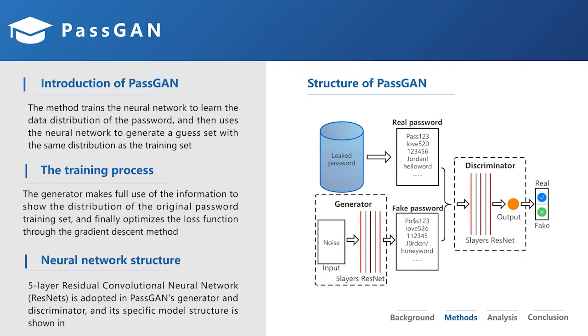After several iterations, the discrimination ability of the discriminator is gradually improved, and the output of the generator is closer to the distribution of the original password set. 5-layer residual blocks are adopted in PassGAN's generator and discriminator, and its specific model structure is shown on the right.